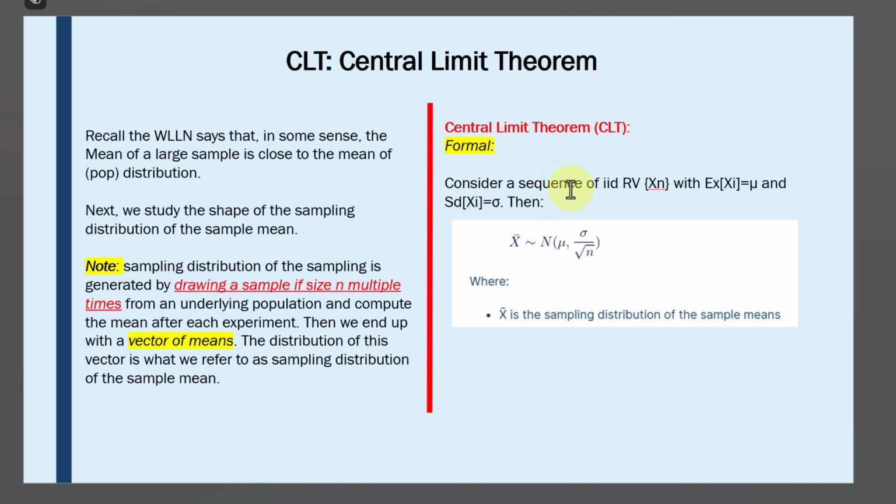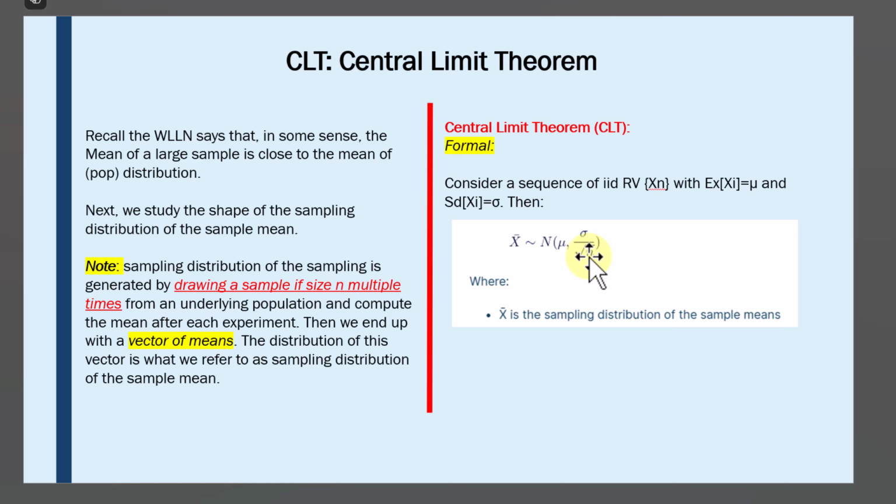Formally defining, consider a sequence of IID random variables X_n, that is X1, X2, and so on, with expected value of mu, which we don't know, and a standard deviation of sigma, which is also not usually known. Then X bar, which is the mean of the sample, has a normal distribution with mean mu and standard deviation of sigma over square root of n. Of course, this is under the condition that n, which is the sample size, is large enough.